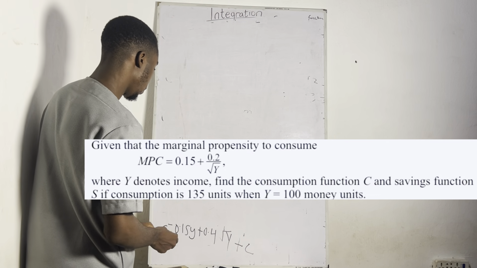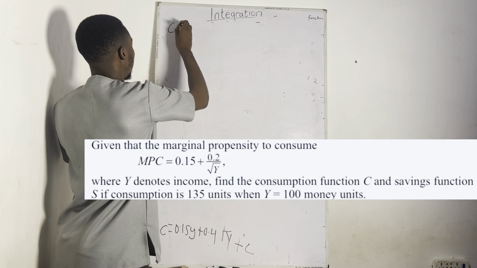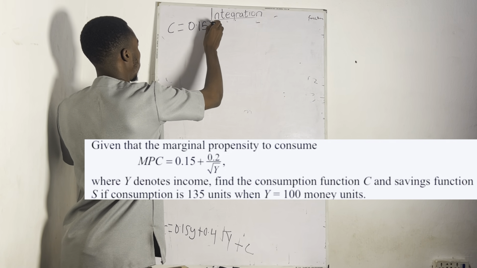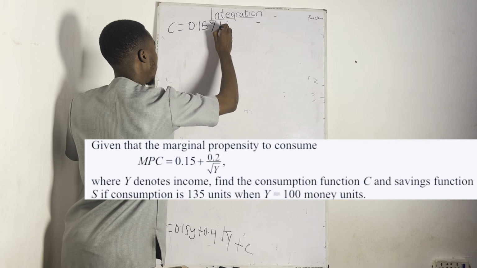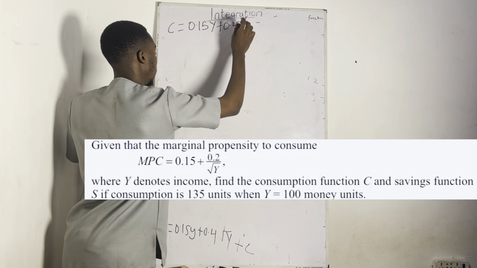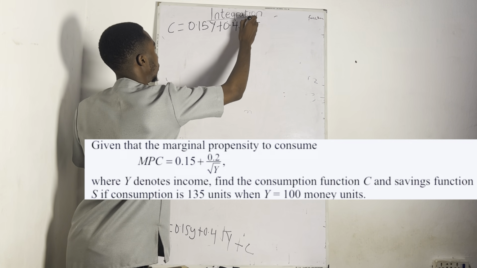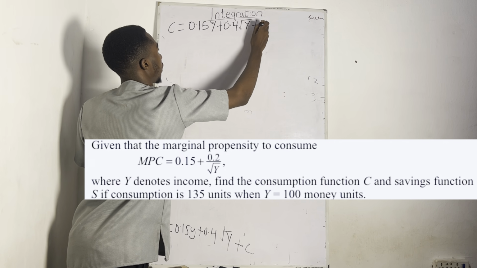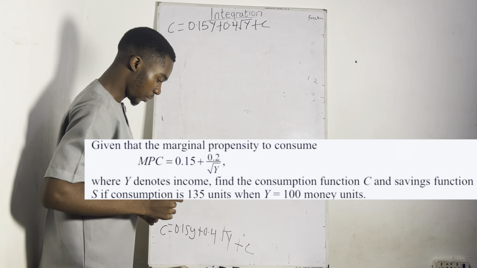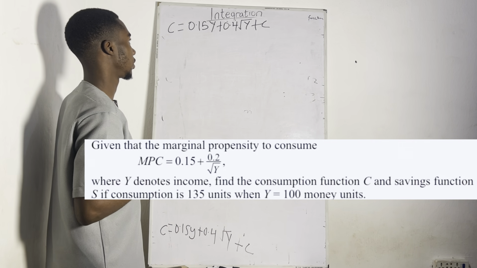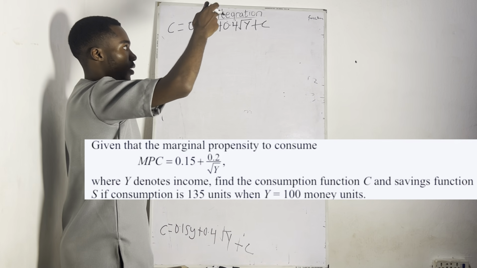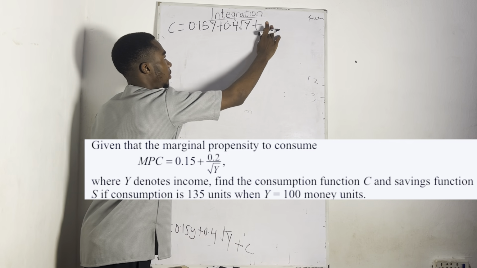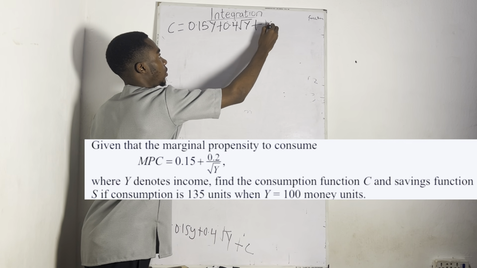All right, so what we just got is our consumption function is equal to 0.15y plus 0.4 root y plus c. But here you realize the consumption function, they say it's represented by c. So the c stands for consumption function. And our plus c, which is supposed to be our constant. So there are two different things. So we can change the c here to k so that we don't get confused.